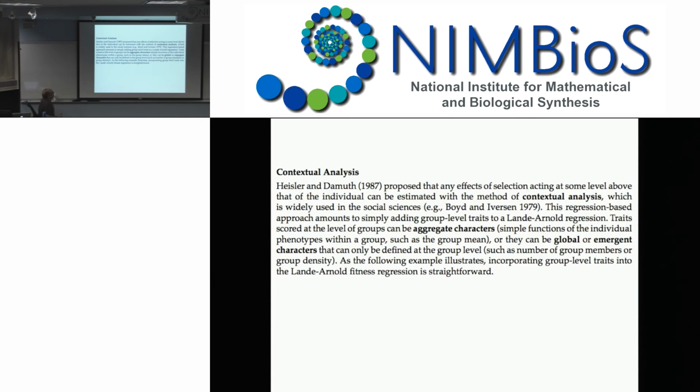So how you incorporate that is actually very straightforward, and it's got this fancy name called contextual analysis. The bottom line is you simply add additional traits. So I'm looking at you, I'm looking at your larval character, and then I also add on the group size you're in. I simply add that group feature, and that's a trait I assign to you. I would also assign that group feature to everyone in your group. So you can have aggregate characters. It could be the mean weight of all the larvae, or you can have global or emergent characters, such as the density and things of that nature.